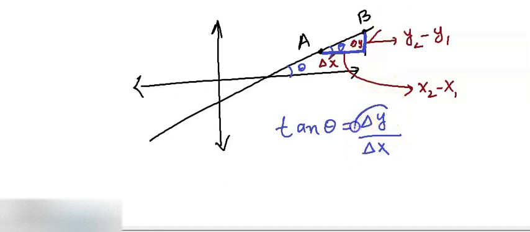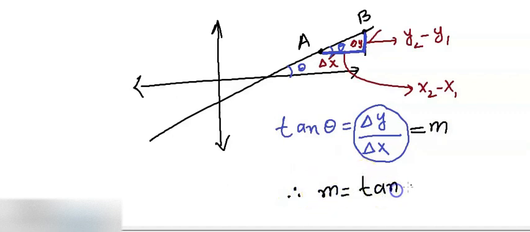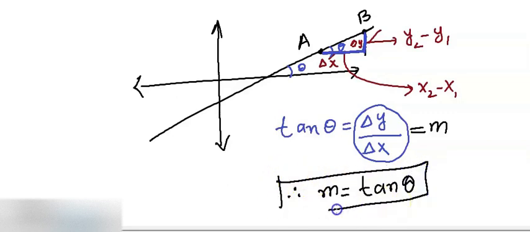So this is again what? This is slope, which we have already defined. So this means that the gradient or the slope can also be tangent theta, measure of theta by tan ratio. Okay, so let's move ahead.